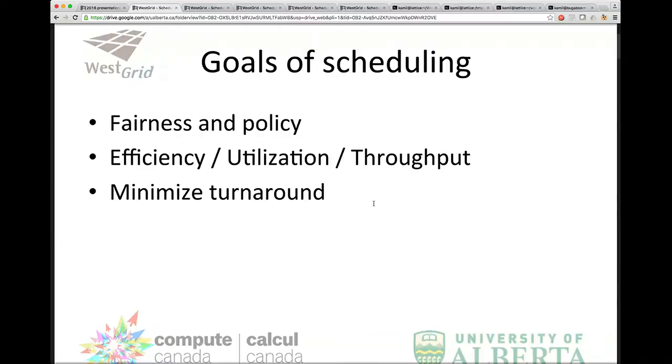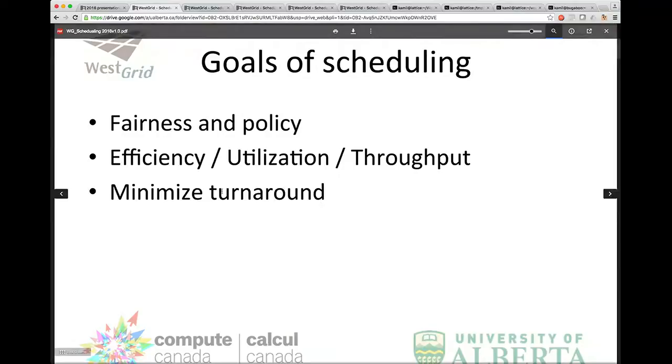A second goal is efficiency, utilization, and throughput. Basically, we want all the resources to be employed. So when CFI, the Canadian government, buys these machines, they want to see them used. They want to see every core used, every single bit of memory used all the time, as well as GPUs and all the other resources. And third, we want to minimize turnaround time. So, your time to the answers, time till your simulation runs.